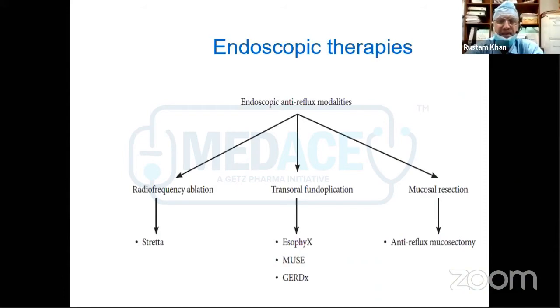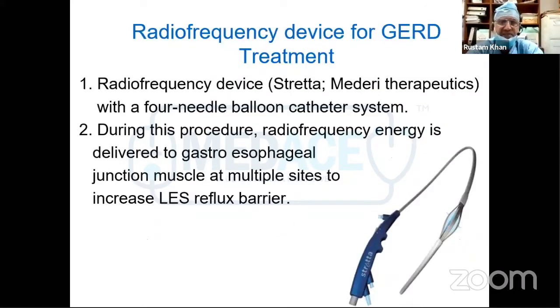Coming to endoscopic therapy, there are three types of endoscopic therapy available to treat the GERD. First and foremost is radio frequency ablation. This is the device. Through endoscope, it is passed into the esophagus, and radio frequency energy is delivered to the gastroesophageal junction, and muscle at multiple sites, when this energy is applied, the reflux barrier is increased.